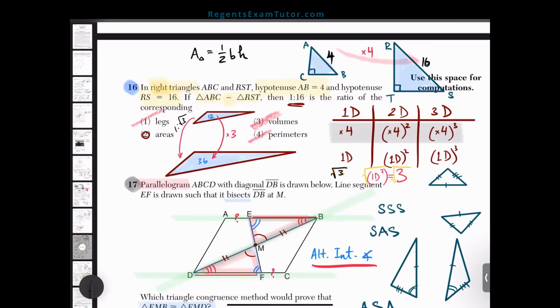If they had given us the 2-dimensional relationship, we could have squared it to find the 1-dimensional relationship. If they had given us the 3-dimensional relationship, we could have cubed it to get the 1-dimensional relationship, and then we could have squared it to get the 2-dimensional relationship. Just know that it's the 1-dimensional relationship inside of the squared and the cubed in the 2D and 3D columns, respectively.